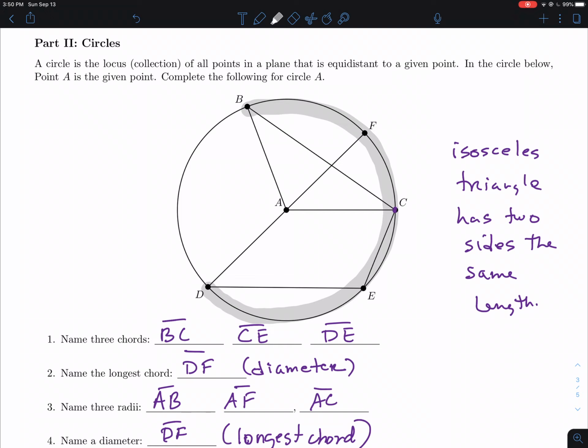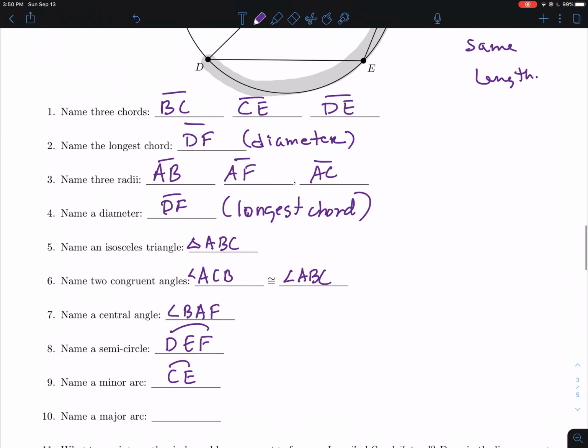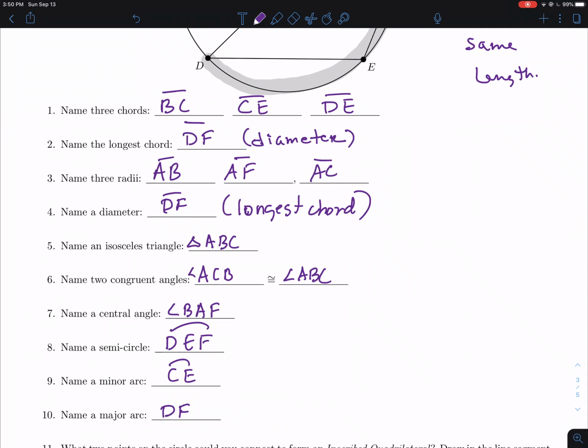Again, anything that's bigger than 180 degrees would work in this case, but I'm just going to leave it at that. So in this case, I'm looking at DFB, and then my little arc symbol.